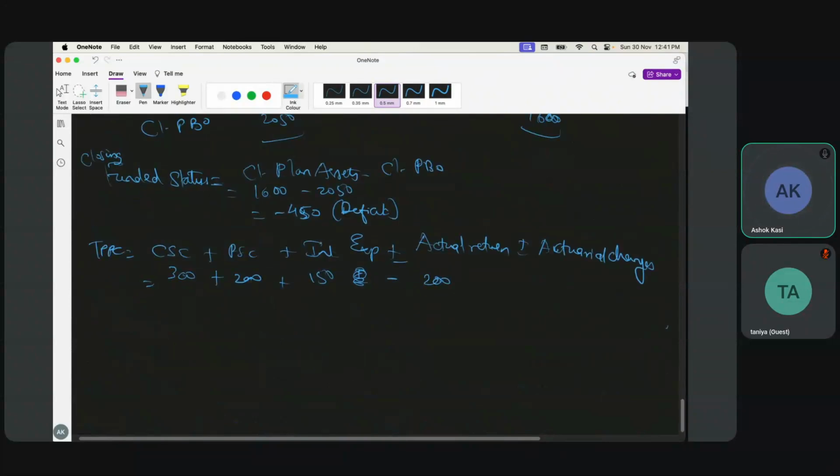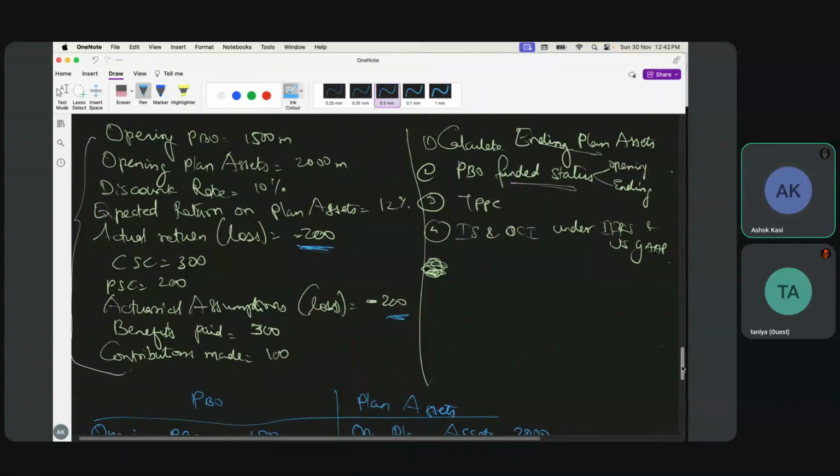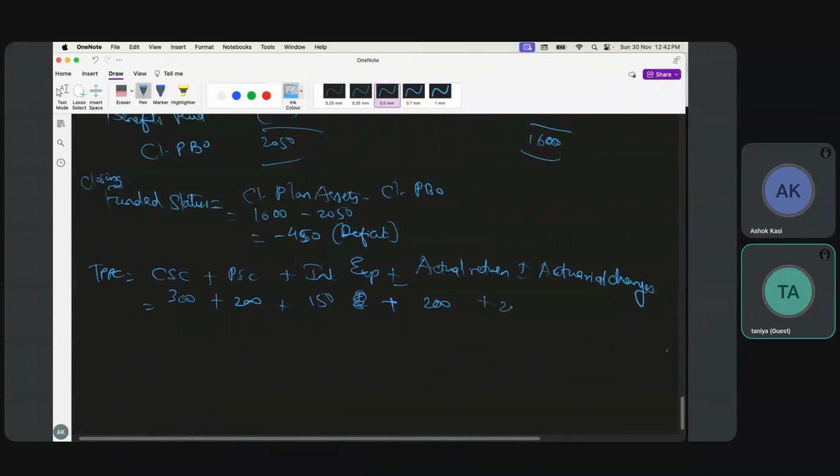So I'm supposed to add this, because it is in negative, so I'm supposed to add it. Then actuarial changes is in negative, so again I'm supposed to add it. So in this, I have subtracted actual return. How much is it coming to total? It's coming to 1050. It's correct only, no?